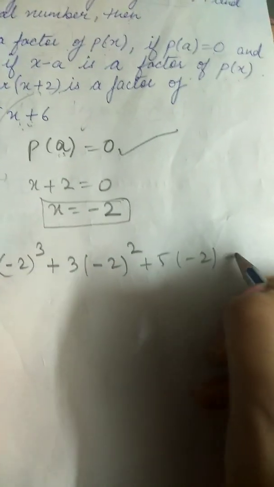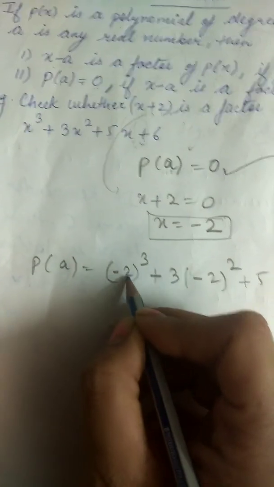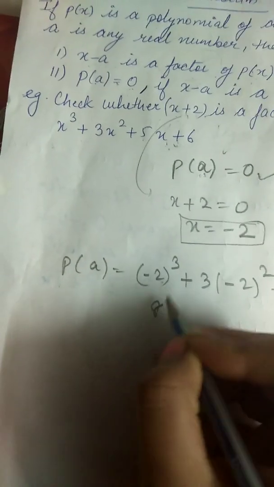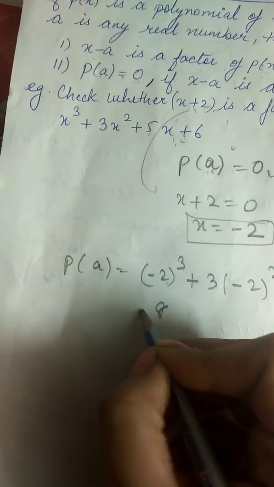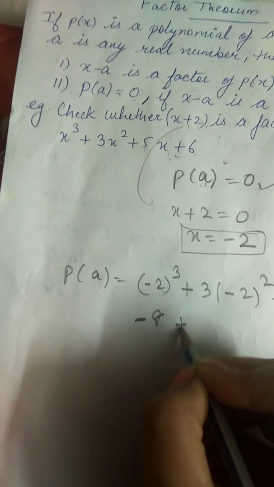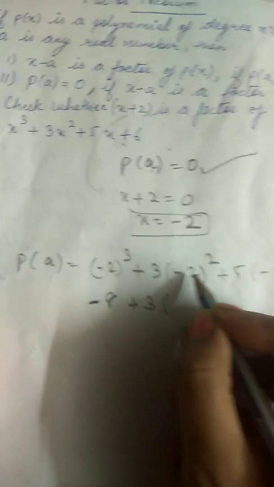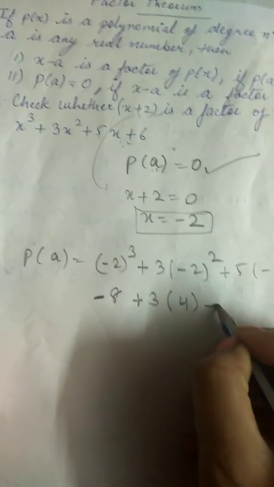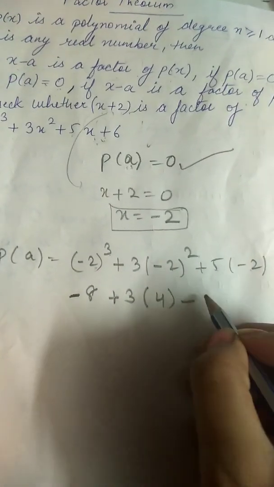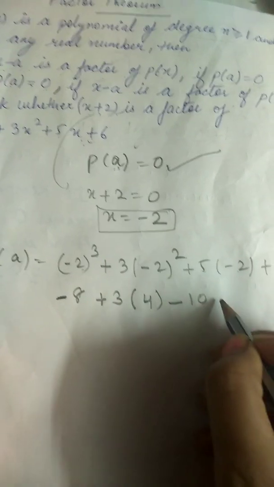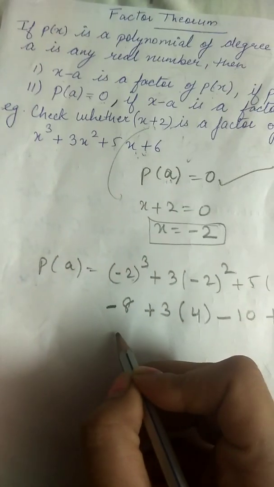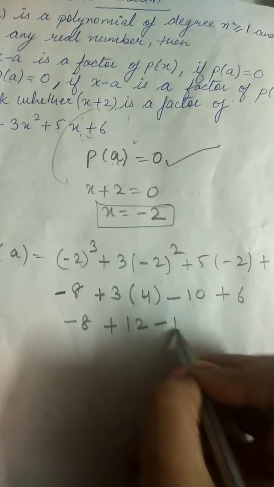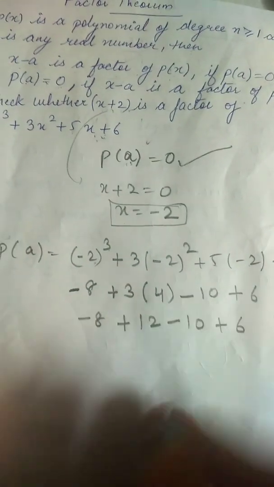minus 2 plus 6. (Minus 2)^3: 2 to the 4, 4 to the 8, and 3 is here, therefore we put the minus sign, minus 8. Plus 3 into minus 2 into minus 2 is plus 4. 5 2s are 10, minus 10 plus 6. Now again, minus 8 plus 4 3s are 12, minus 10 plus 6.